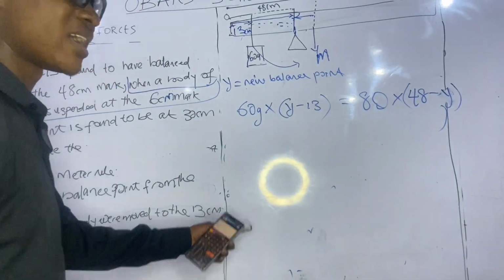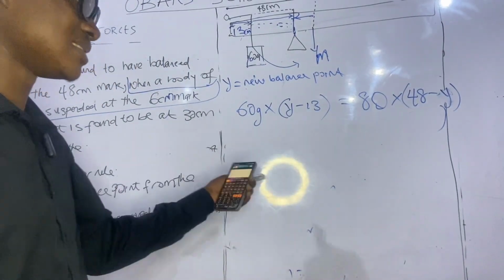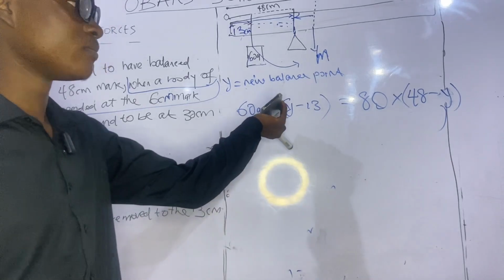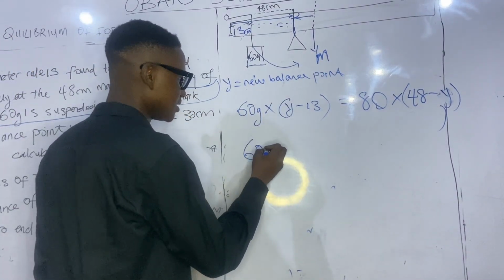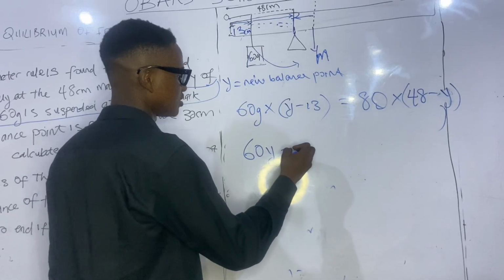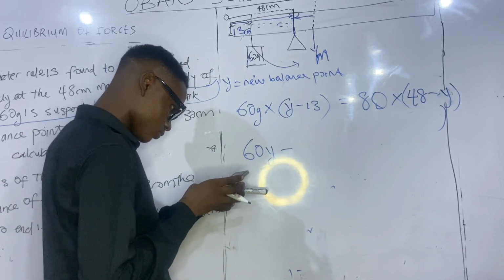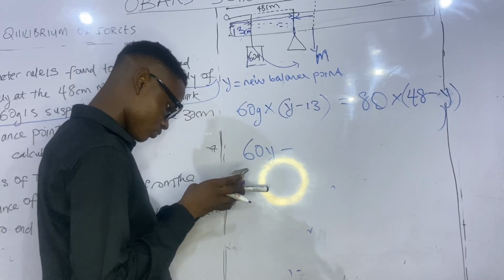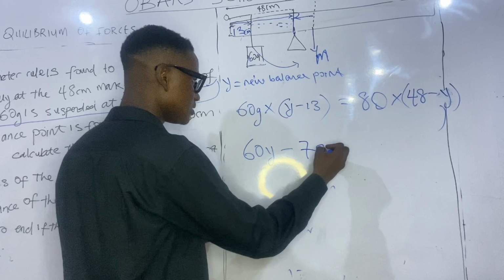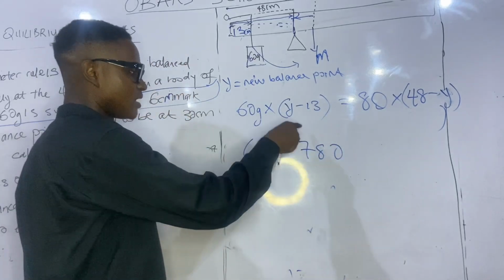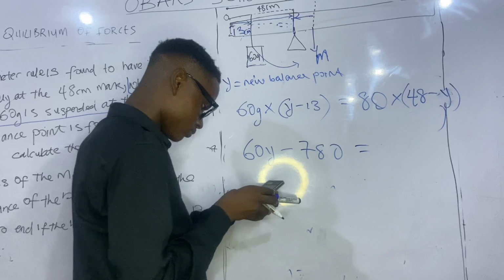But just rewind back and see how I did the first part. I'm just doing the second part the same way, but we are looking for the balance point now. So that is 60Y minus, what is 60 times 13? That is 780. When you are opening this bracket, that is 60Y minus 780.